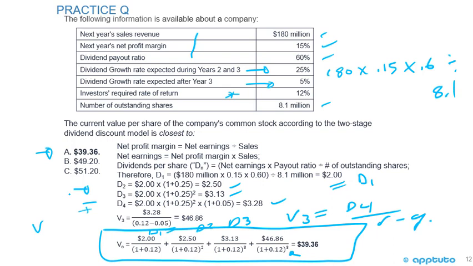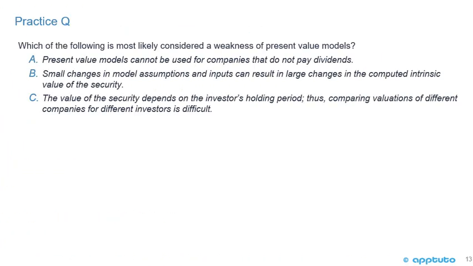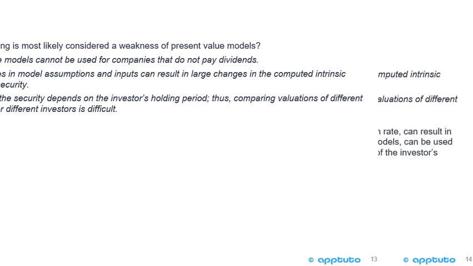So again, a lot of practice on these. The more you do, the quicker you get, no problems. And one last practice question to finish this LOS, but with no math, a bit of theory. Which of the following is most likely considered a weakness of the present value models? A, present value models cannot be used for companies that do not pay dividends. B, small changes in model assumptions and inputs can result in large changes in computed intrinsic value of the security. Or C, the value of the security depends on the investor's holding period. Thus, comparing valuations of different companies for different investors is difficult.